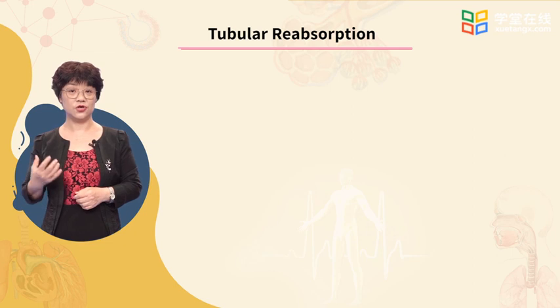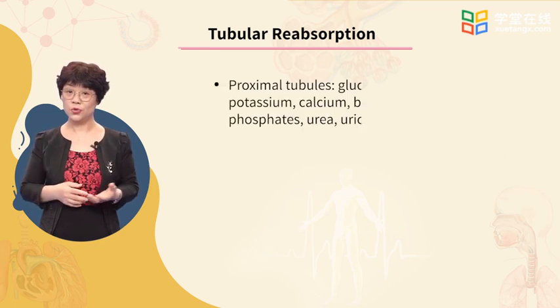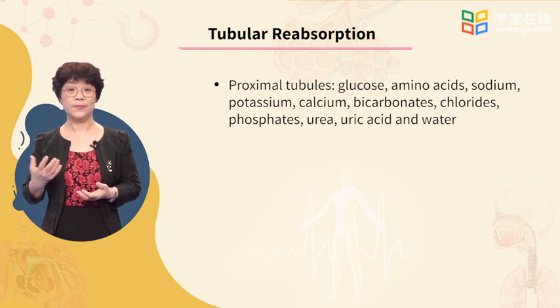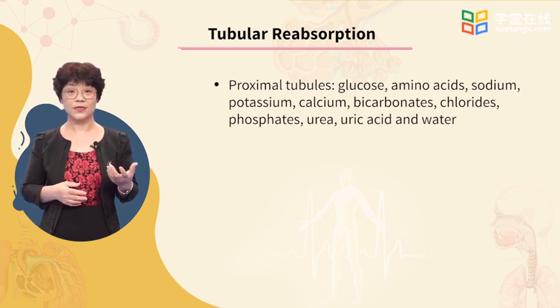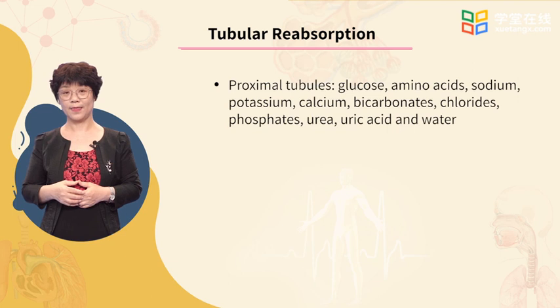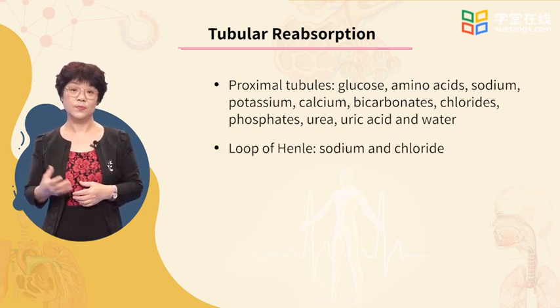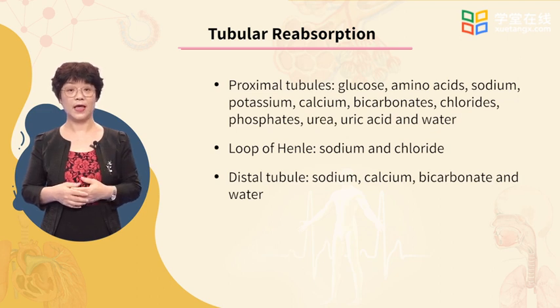Tubular reabsorption occurs in almost all segments of renal tubules. Substances like glucose, amino acids, sodium, potassium, calcium, bicarbonates, chlorides, phosphates, urea, uric acid, and water are reabsorbed in the proximal tubules. Loop of Henle is responsible for reabsorption of sodium and chloride. Sodium, calcium, bicarbonate, and water are also reabsorbed in the distal tubules.